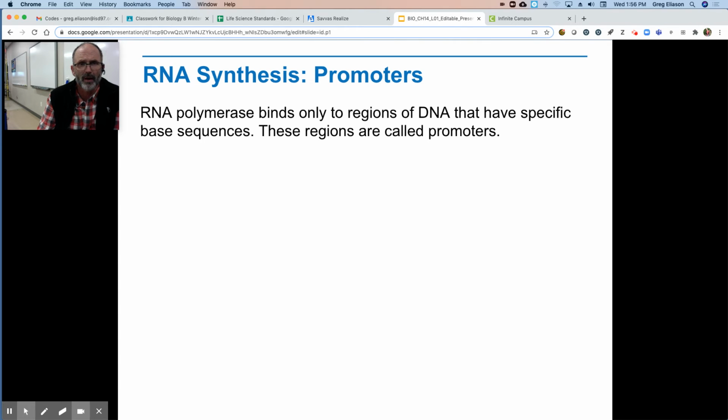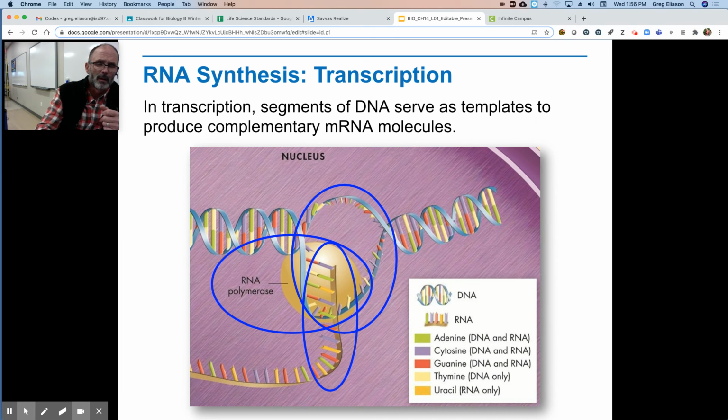When RNA is being synthesized, there are pieces in there that are called promoters. This RNA polymerase binds to these regions of DNA that have specific base sequences, and those are called promoters. So the question is, where does the RNA start? Where does the RNA start to replicate?